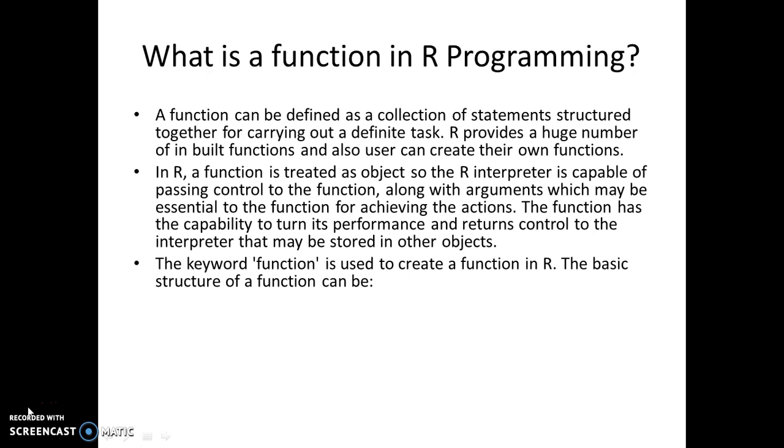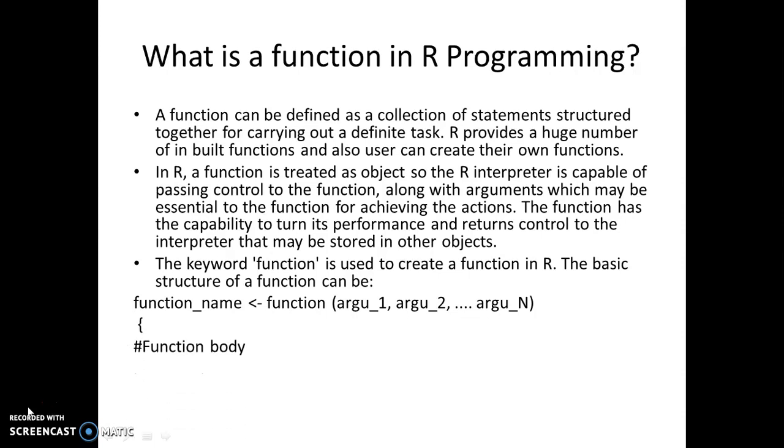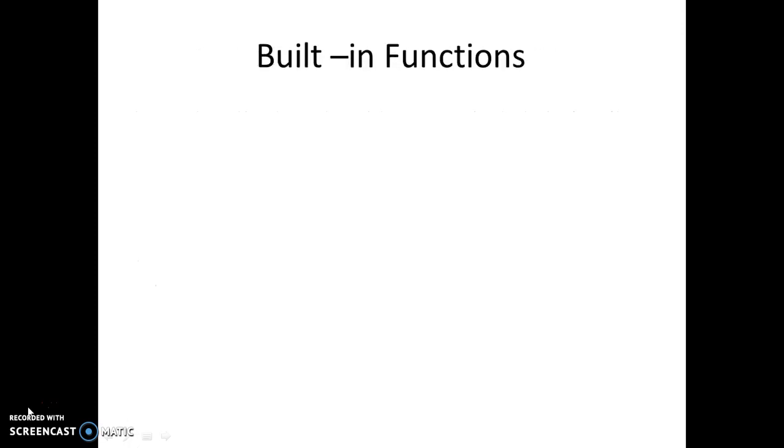The basic structure of a function can be: function name. This is the function name by which we will call the function. Then the keyword function, and the arguments which you may want to pass are to be written separated by comma in the brackets. Then the opening brace, then the function body, closing brace.